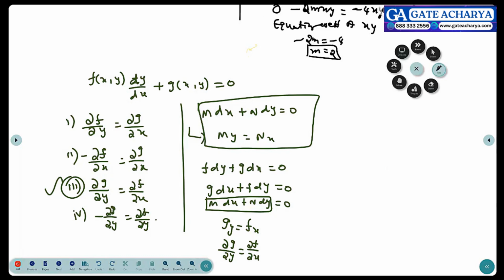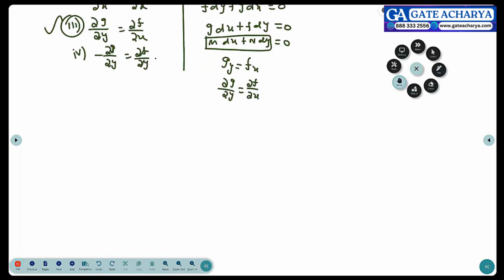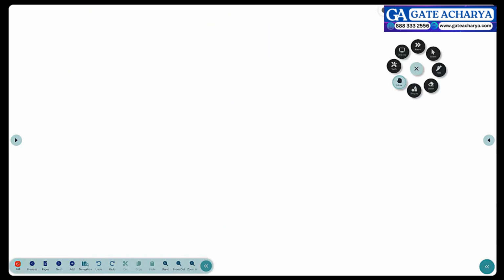Last topic, solution of higher order partial differential equation. Solution of higher order partial differential equation. So the general form.